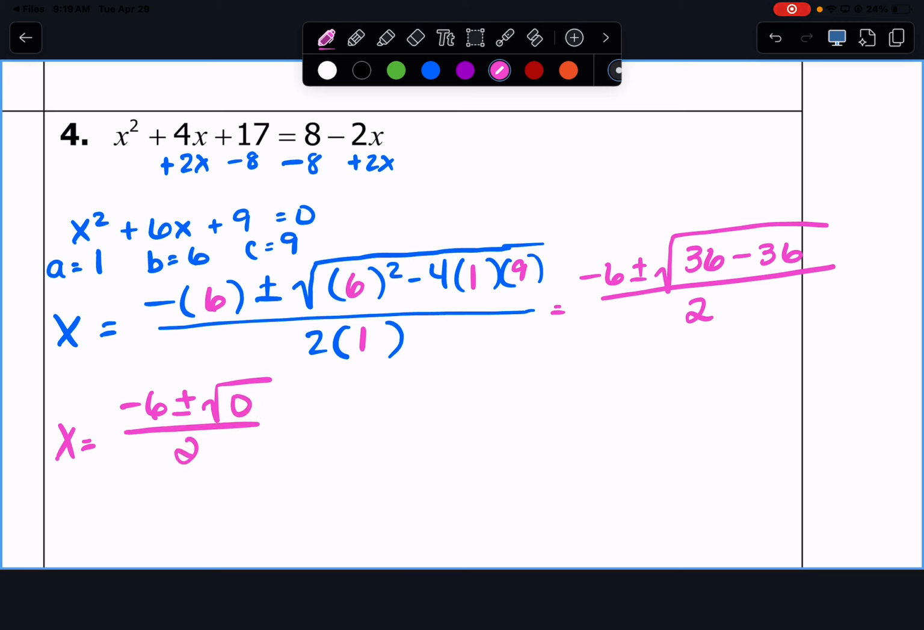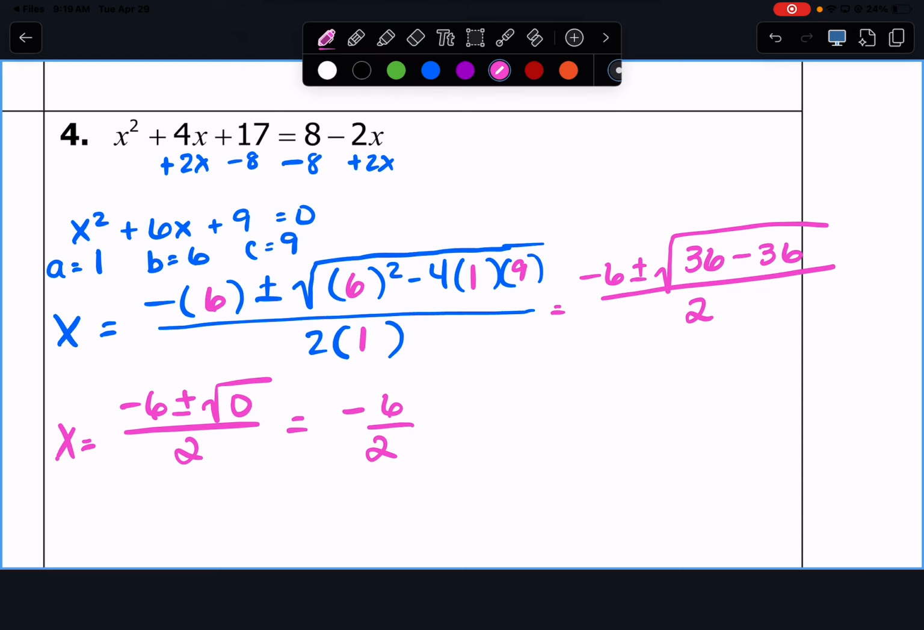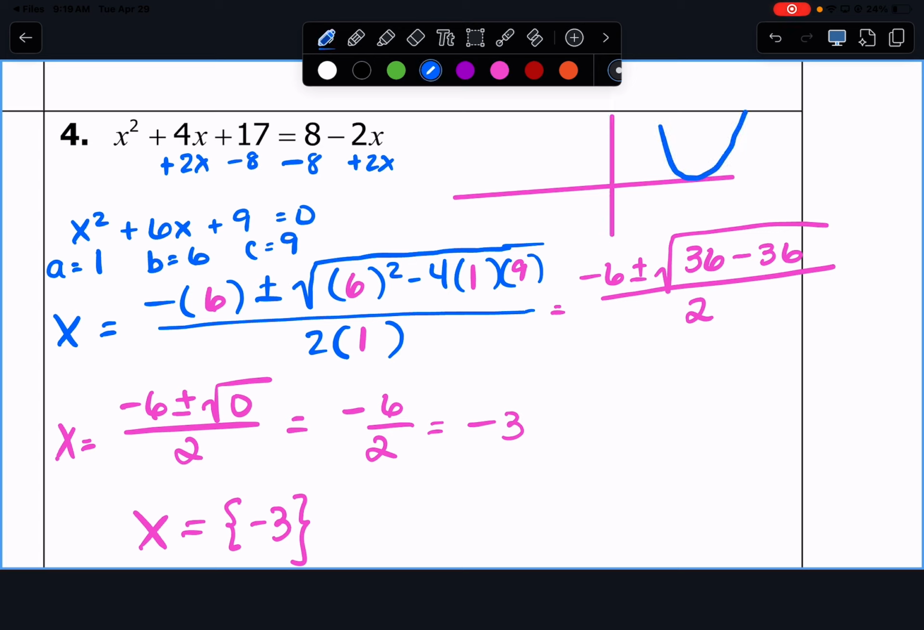All over 2. This is my favorite type of these questions. Yep. Because, what is the square root of 0? 0. Does adding or subtracting 0 change anything? So we really just have negative 6 divided by 2 is equal to negative 3. We only have one solution there. So if you remember, if you had an x and y axis, that's the type of quadratic that only touches the x-axis at the vertex. That's the kind of quadratic that is.